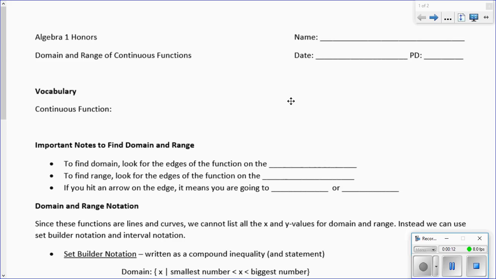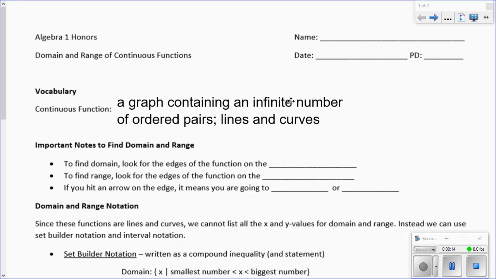So, continuous functions are those graphs that we've seen where there's an infinite number of ordered pairs, so we can't write out all those x values and all the y values. They're typically going to look like lines or curves where all the ordered pairs are connected. To find the domain and range of that, what we do is we box it in and say what these x values and what these y values are between. That way we know that we're using all those x values and all those y values between those two numbers.